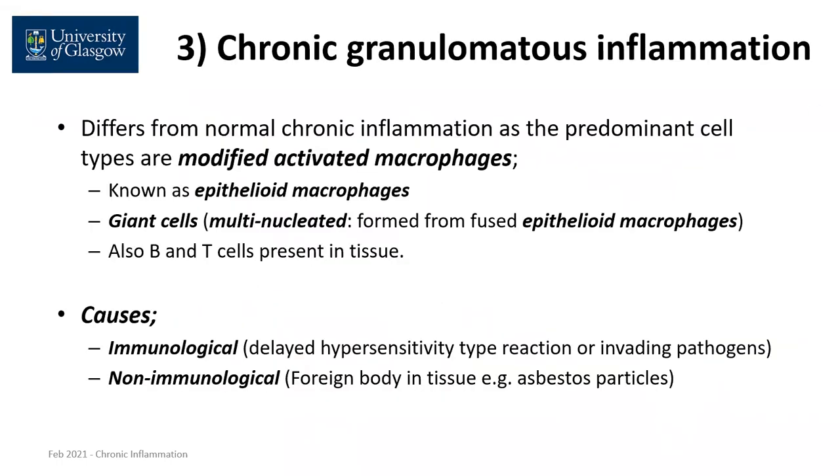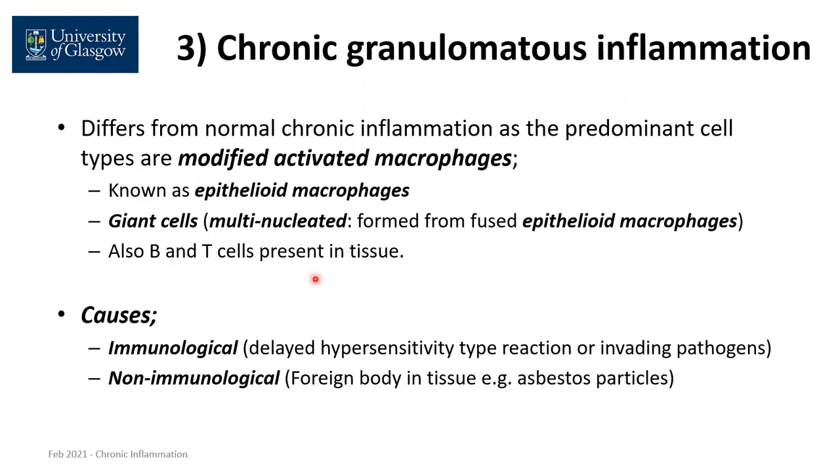So the third type of chronic inflammation is the formation of these granulomas. They differ from normal chronic inflammation as these contain modified activated macrophages. These macrophages are a lot less phagocytic in nature. So macrophages, hopefully you know by now, their main role is to phagocytose and present antigen. The macrophages within granulomas are actually a lot more secretory in nature, so they produce a lot more cytokines and chemokines to basically instruct other immune cells what to do.